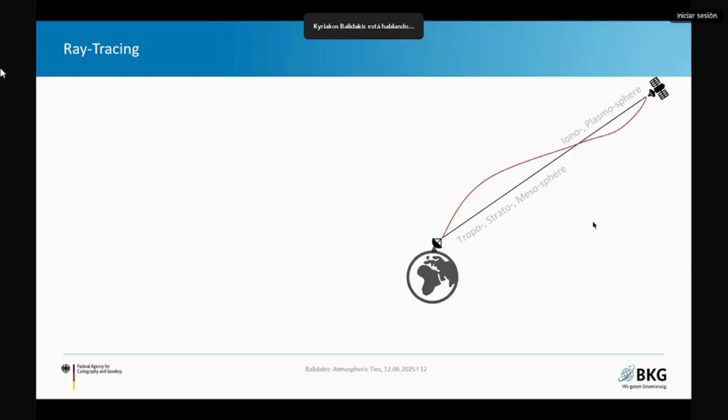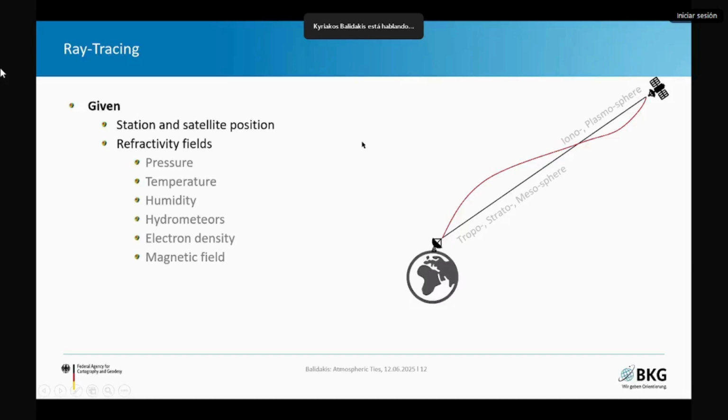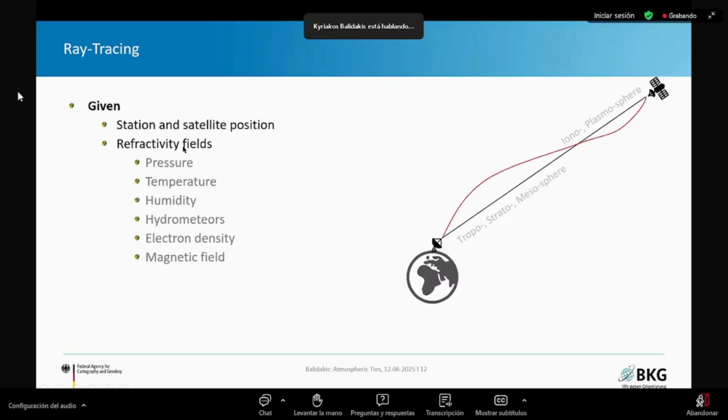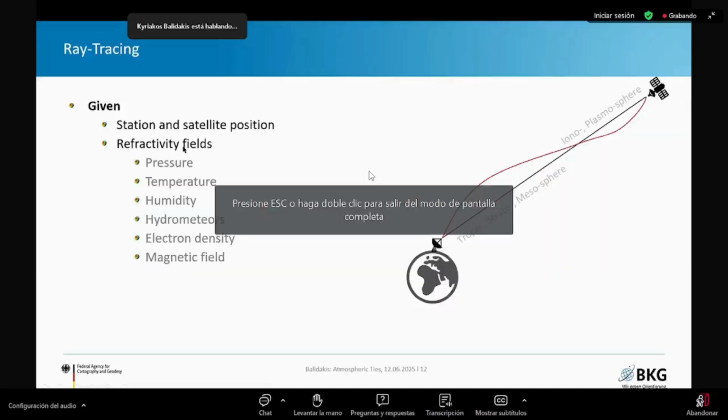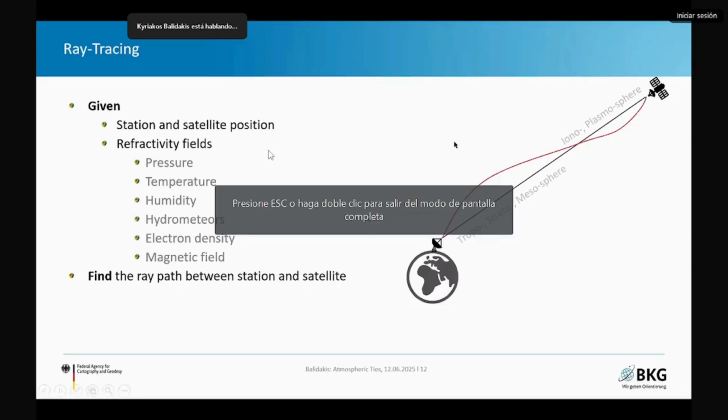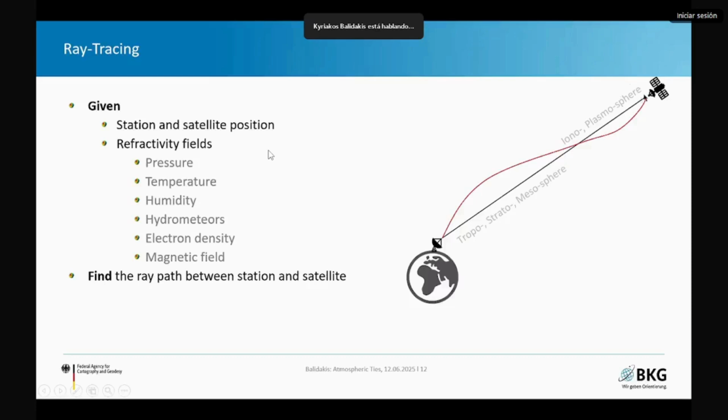One of the tools that we use is ray tracing. Ray tracing is extremely important, and the way it works is that if you know where your station is and where the satellite is, you also know the atmosphere in between. And then what you do with ray tracing is that you find the path that the signal will follow to come from the satellite to the station.